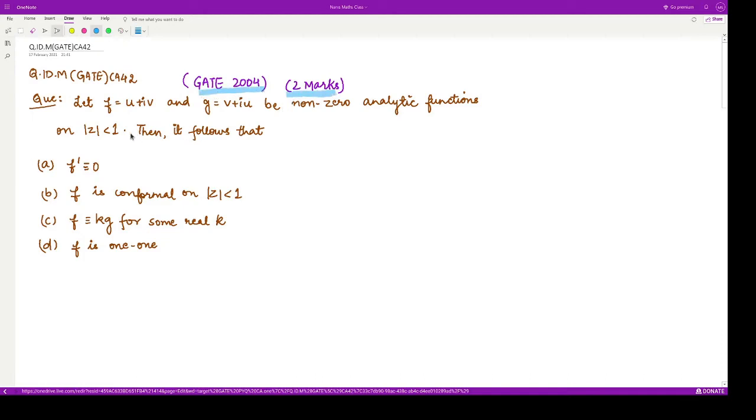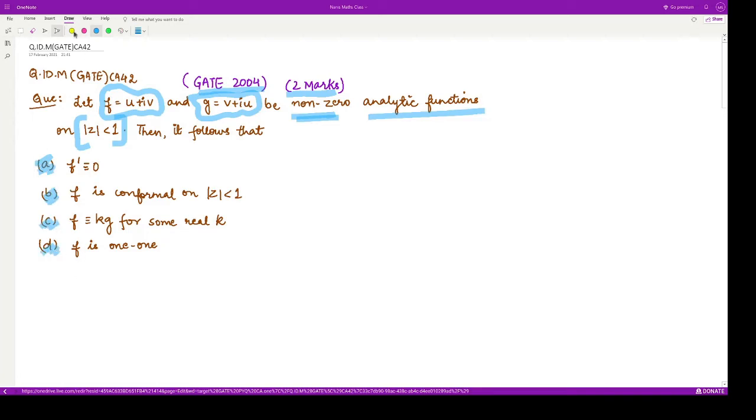The question says if we are given two functions f is equal to u plus iota v and another function g is equal to v plus iota u, they are two non-zero and analytic functions. They are given to be analytic as well as non-zero in this particular domain. So this is inside of the unit circle, right? Then they are asking which of these four is correct.